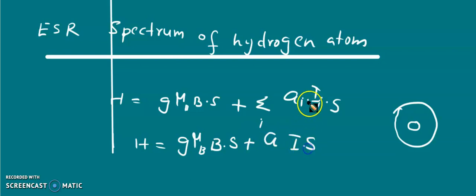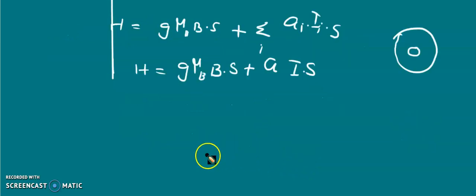I dot S. So we don't have to write Ai because only one A is there, and treating this A I dot S as a perturbation, we can also calculate the energy. So we know that the Hamiltonian acting on the wave function is energy times the wave function. So the energy can be easily found out from the Hamiltonian itself by substituting for the dot product.